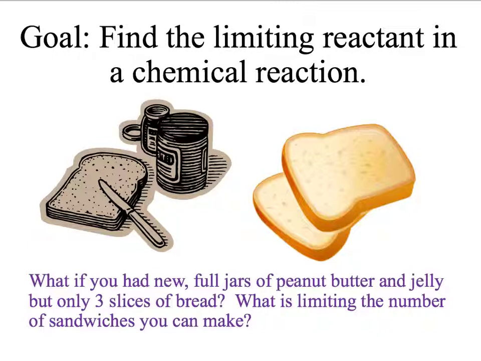make. For example, if you had a brand new jar of peanut butter and a brand new jar of jelly, you know you could make a bunch of sandwiches, but then you realize that you only have 3 slices of bread, well, I guess that's going to limit you to what? How many sandwiches? 1.5 sandwiches, I guess, is what that's going to limit you to. So the same thing applies in chemistry. Sometimes you don't have enough of some reactant, and that's going to limit the amount of product that you make.